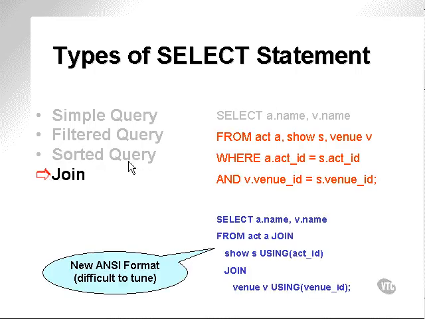Next, a join query. A join is literally a join or a merge between multiple tables. In this case, two tables. Note I have something down here that says new ANSI format. It also says difficult to tune. We'll get onto that in a minute.